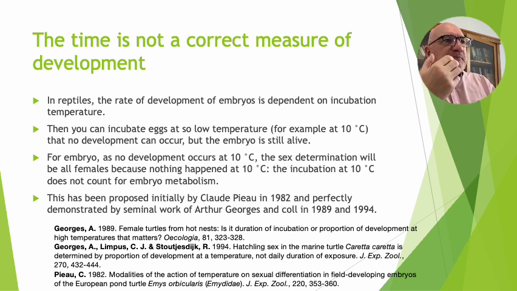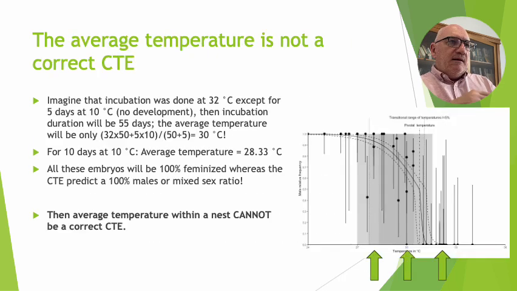This has been proposed initially by Claude Piot in 1982 and perfectly demonstrated by the seminal work of Arthur George and collaborators in 1989 and 1994. Let's take an example. Imagine the incubation was done at 32 degrees Celsius except for 5 days at 10 degrees Celsius where no development occurs. Then the incubation duration will be 55 days.